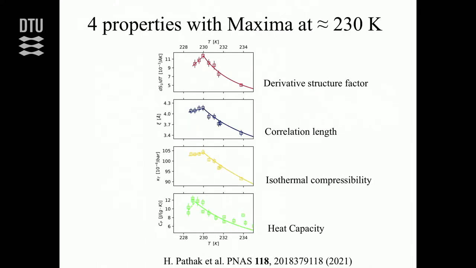We have done a number of other experiments, I'm not going through them all. We've also done heat capacity measurements using the X-ray laser. We developed an ultra-fast calorimetry technique with X-ray. We can see a maximum in the heat capacity, and also in correlation lengths and the derivative of the structure factor that I showed you before. So you have four pieces of evidence here of this Widom line.